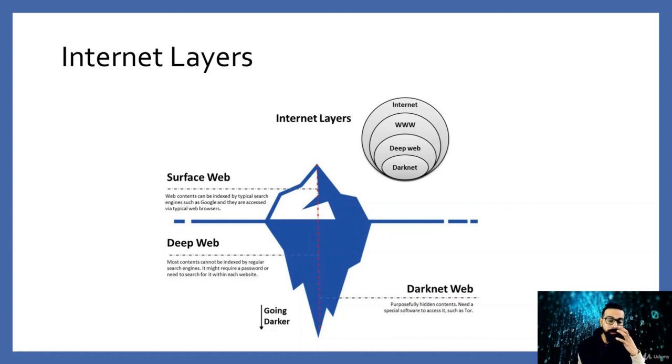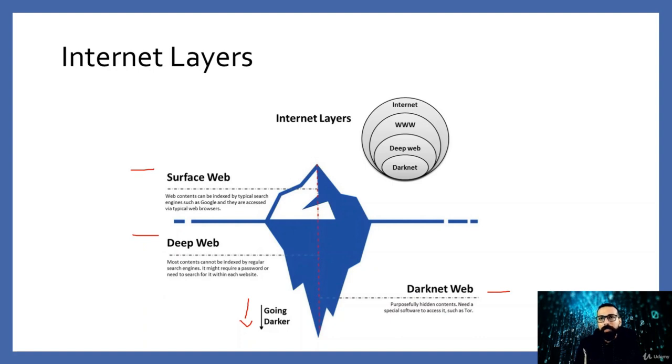So in order to do this, you need to understand the concept of the entire internet first. Let's discuss the basic concept. If we think of the internet as an ocean, it is divided into the surface web, the deep web, and the dark web, and then obviously you are going darker.